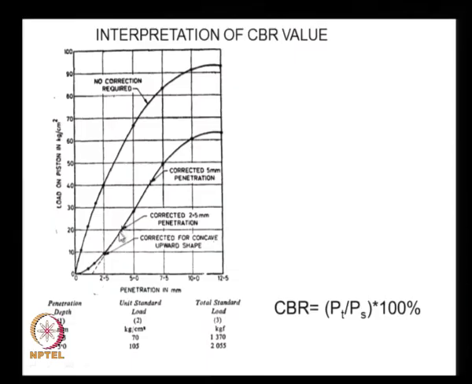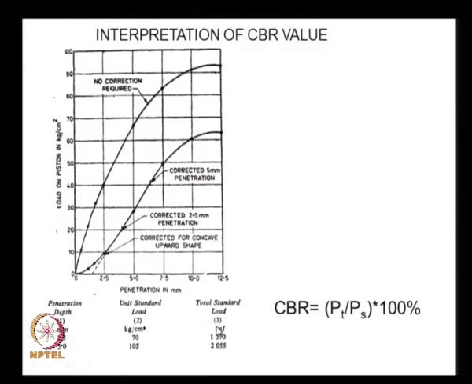In this case what we do is we do some initial correction like this and shift the origin here, and we need to look at the loads at two different settlements, 2.5 millimeters and 5 millimeter settlement. This is as per the standard code of practice, and we get the loads, and then the CBR value is the load that we measure at either 2.5 millimeters or 5 millimeter settlement divided by the standard load multiplied by 100%.